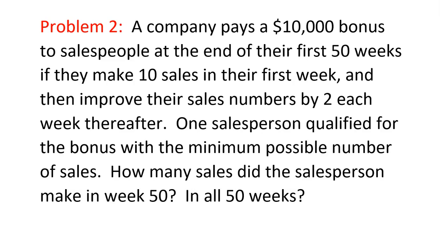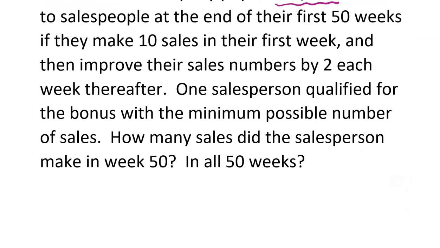So the only thing that really doesn't have anything to do with it is this $10,000 bonus. We're not going to use that anywhere in our formula. What we're really looking at is their first 50 work weeks, 10 sales, and things like that. So how do we decipher what these things are?